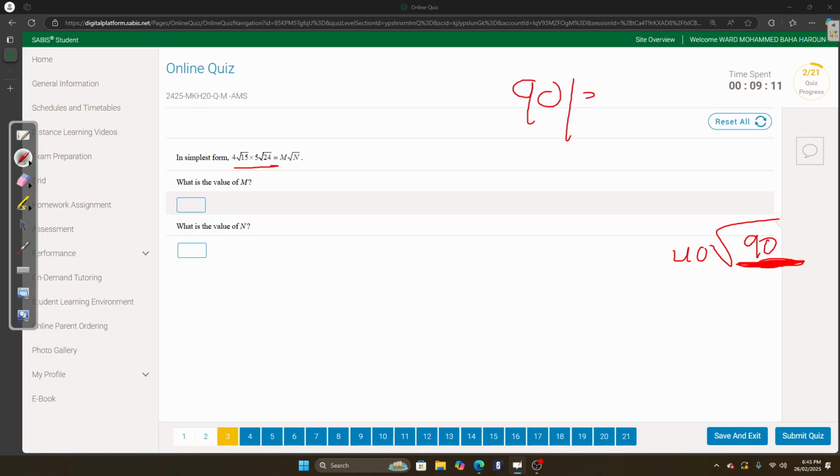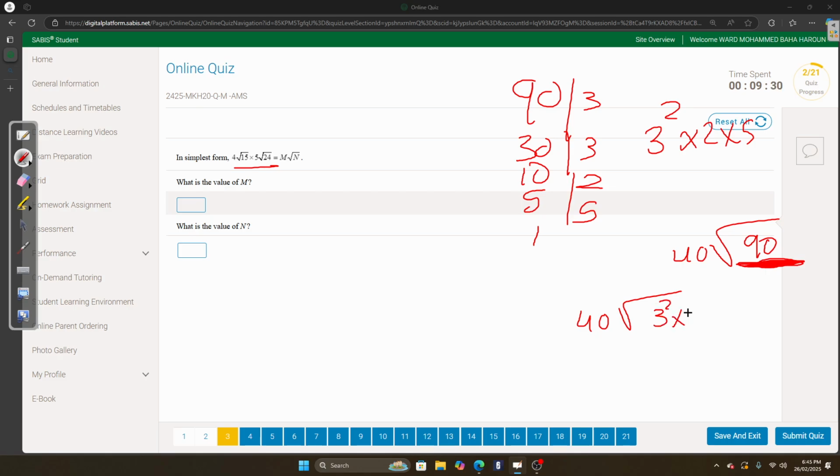90 divided by 3 is 30. Divided by 3 is 10. Divided by 2 is 5. Divided by 5 is 1. So it's 3 squared times 2 times 5 inside, okay? So it's 40 radical 3 squared times 2 times 5.